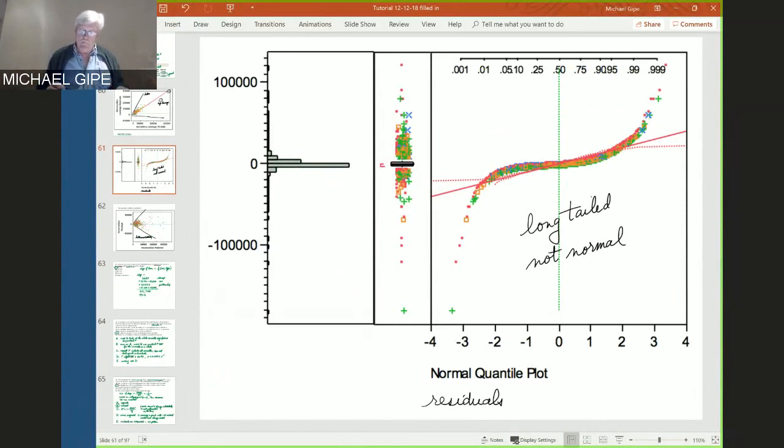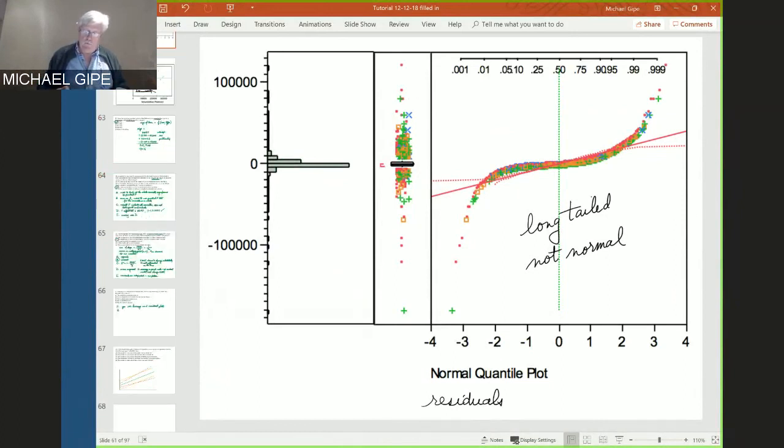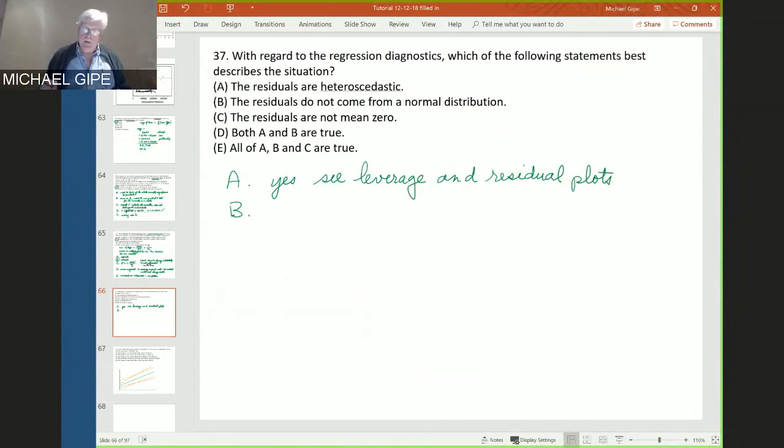So now in two ways we've blown our assumptions, and we've got some problems calculating RMSE and therefore calculating any of the other measures of goodness. So this one we would see the normal quantile plot, and that would tell us they are not normal.